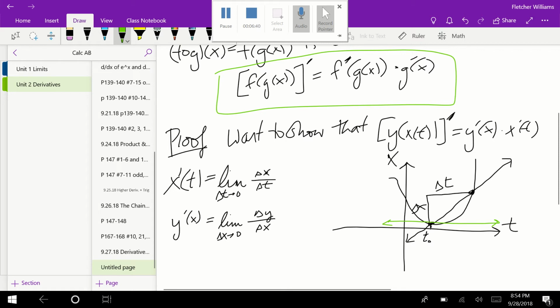And actually, let me fix this a little bit, just to make it totally clear. How can I fix this better? Trying to give my tangent line a little bit of slope kind of makes it a bad tangent line. Okay, well that's not good.